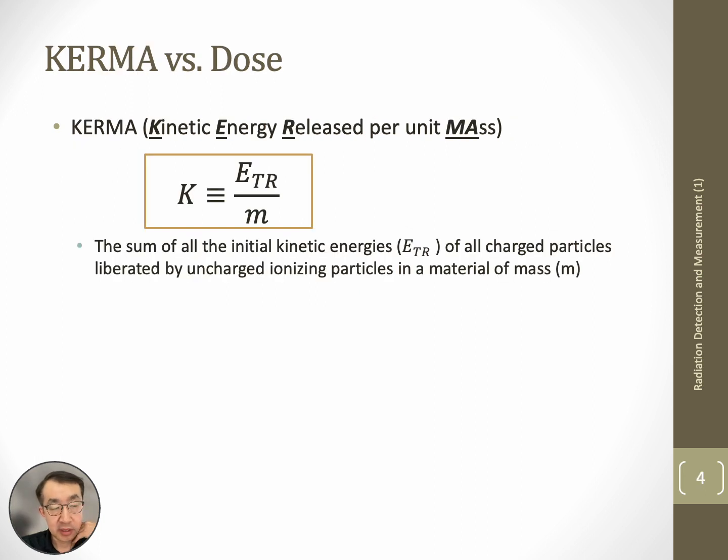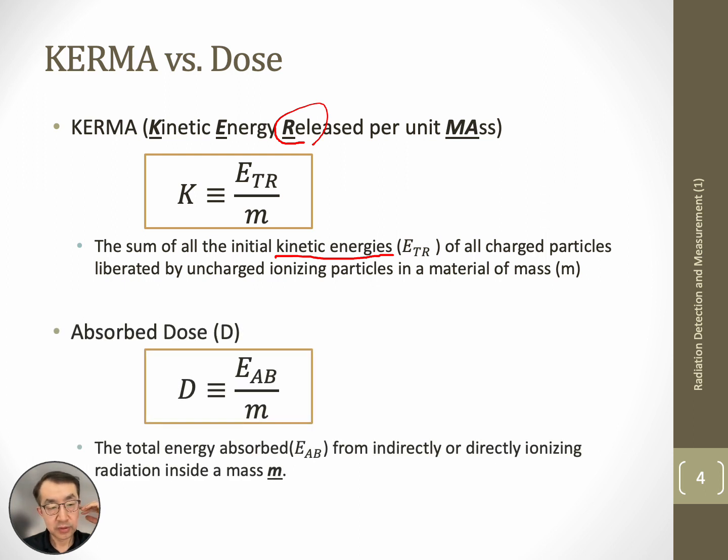So 1 Röntgen is 2.58 times 10 to the negative 4 Coulomb per kilogram. Then we talked about kerma versus dose. Kerma is by definition kinetic energy released per unit mass. It is the sum of all the initial kinetic energy of all charged particles liberated by an uncharged ionizing particle beam. So a photon comes in, and it liberates an electron, right? How much energy is transferred to that charged particle for any given mass.